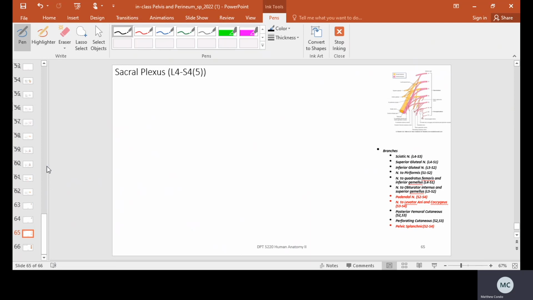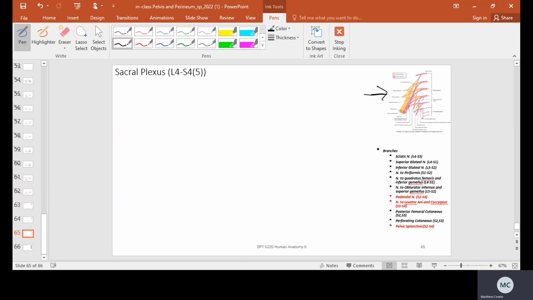This is our sacral plexus. Now, sacral plexus, if you look at this picture, looks absolutely terrible, right? It looks like it's all over the place. Sacral plexus in reality is really not that bad. I just want to bring that out there. It's really not that bad.